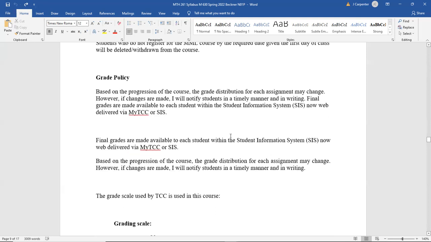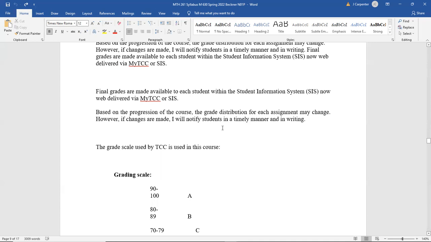Grading policy, the typical 10-point scale, so a 90 to 100 is an A, 80 to 89 is a B, et cetera, et cetera, et cetera. By the way, final grades will be available in my TCC or SIS, whichever you want to call it. Do not email me asking for your final grades. I'm not allowed to tell that over email. I'm not allowed to give test grades over email as well. You just have to wait to see the updated score from my math lab. The nice thing is when you take your tests, you'll get your score immediately, but if you have partial credit, you won't find that out until I have done so and you look at your grade and notice it's been updated.